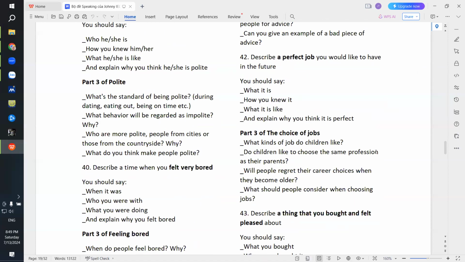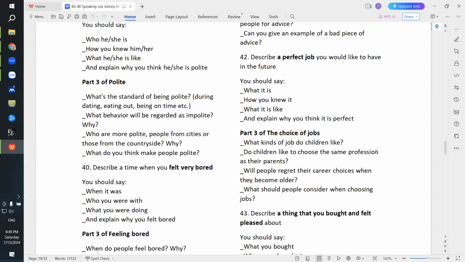Describe a perfect job that you would like to have in the future. You should say what it is, how you knew about that perfect job, what it is like, and explain why you think it is perfect. Tại sao cái công việc đó hoàn hảo? Because every individual has a different idea of which one is a perfect one, you know. Mỗi người có một cái ý tưởng khác nhau về cái nào là perfect job nha.